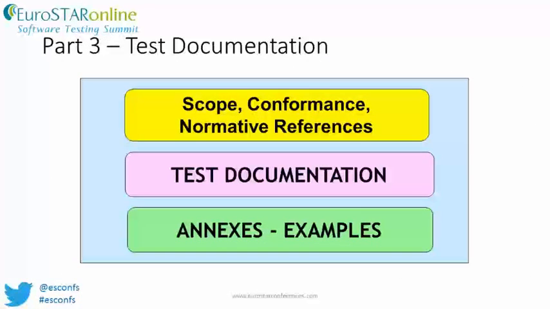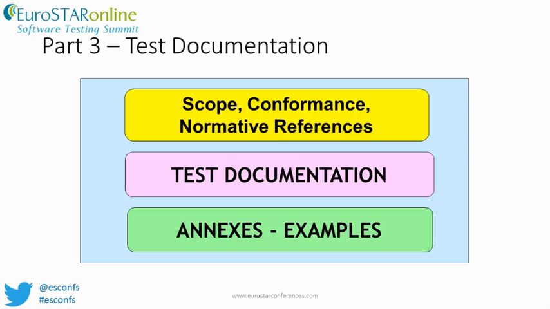There is a very strong link between the Part 2 Test Processes Standard and the Part 3 Test Documentation Standard. This is because the outputs of the processes defined in Part 2 generally correspond to the test documentation defined in Part 3. As Part 3 is a documentation standard, according to ISO, it must comply with the structure and format defined in the ISO 15289 standard.